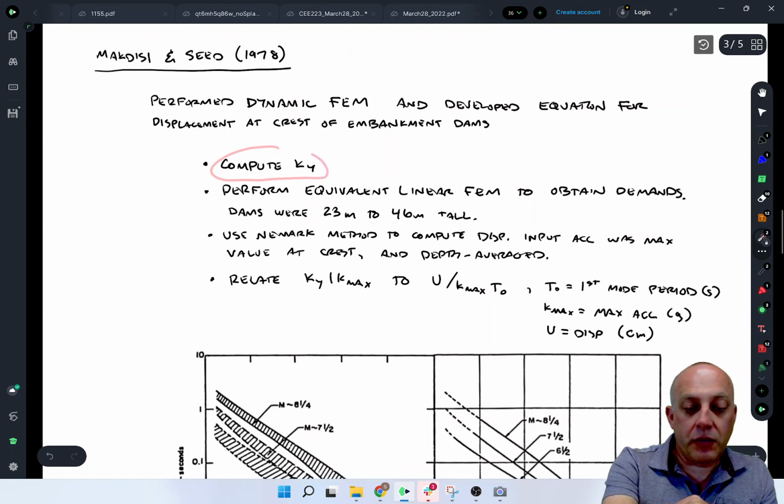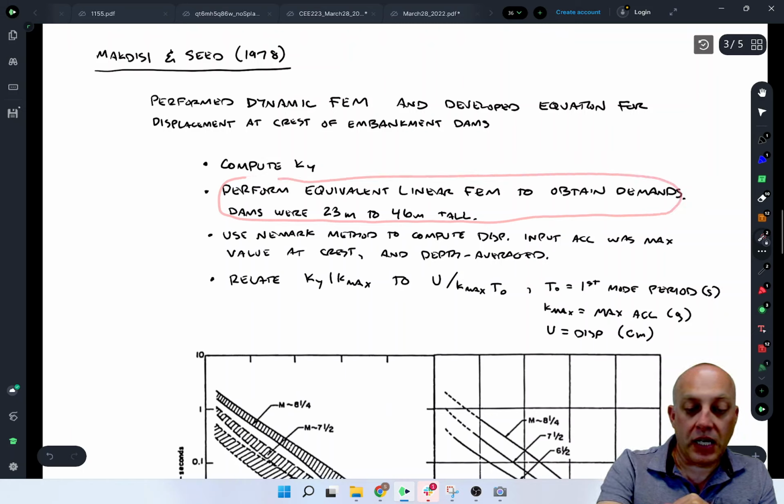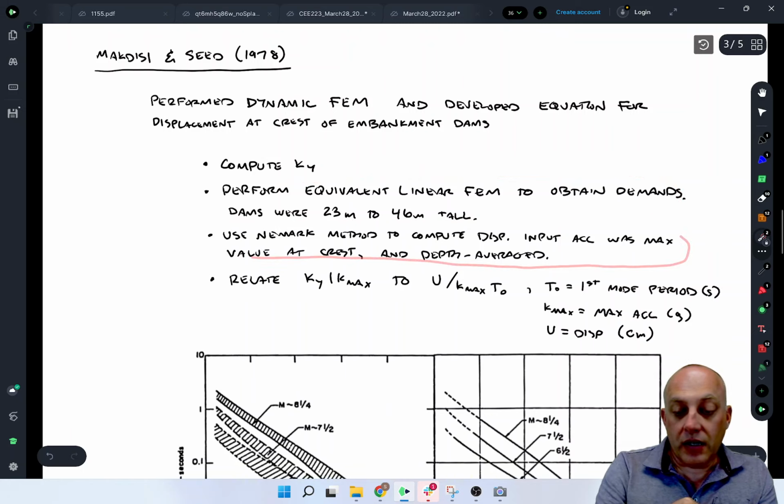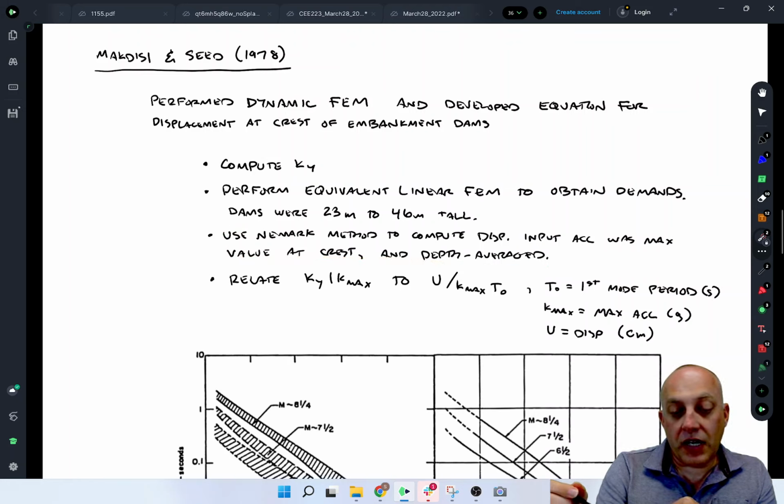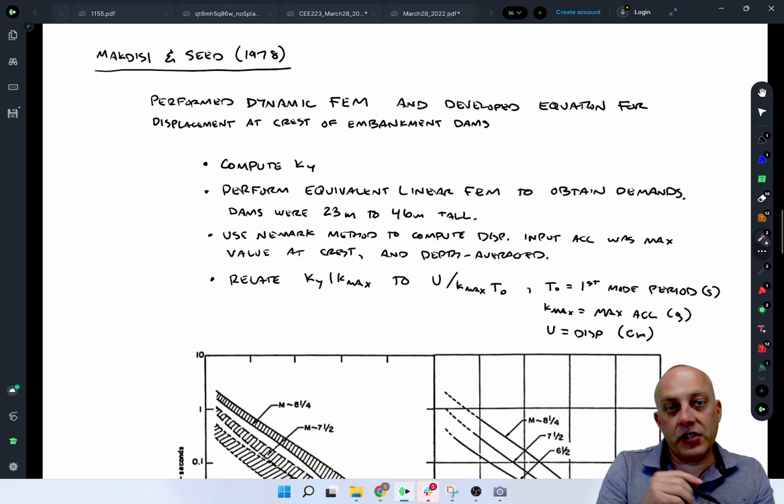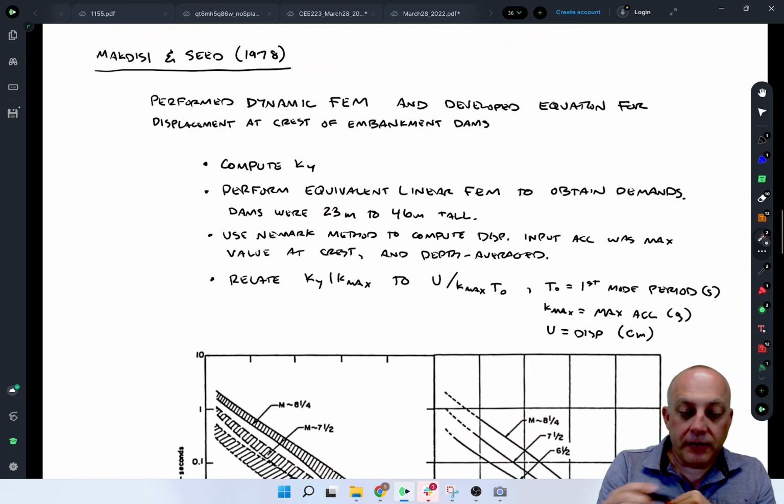So you calculate ky, the yield acceleration, they performed equivalent linear finite element models to obtain demands, and the heights of the dams were 23 meters to 46 meters, and then used the Newmark method to compute displacement. And the input acceleration was either the maximum value at the crest or the depth averaged acceleration time series. And they kind of bounded the possible range of displacements that way.